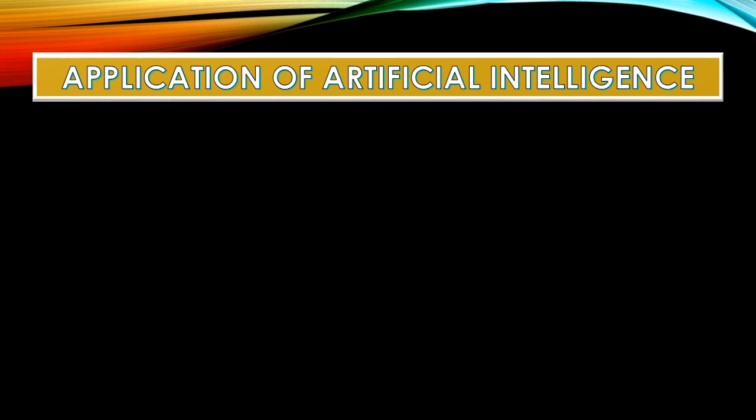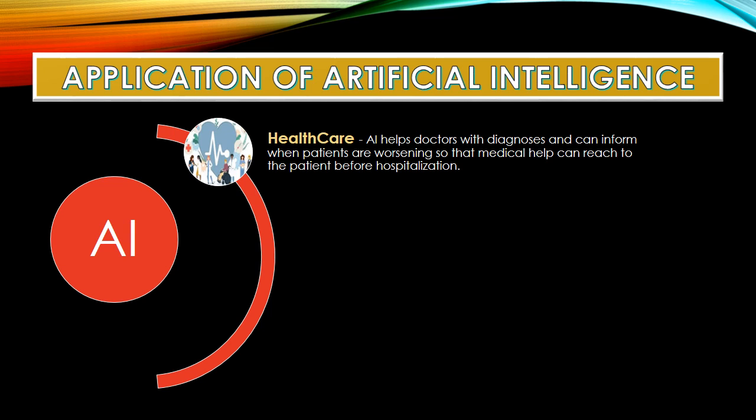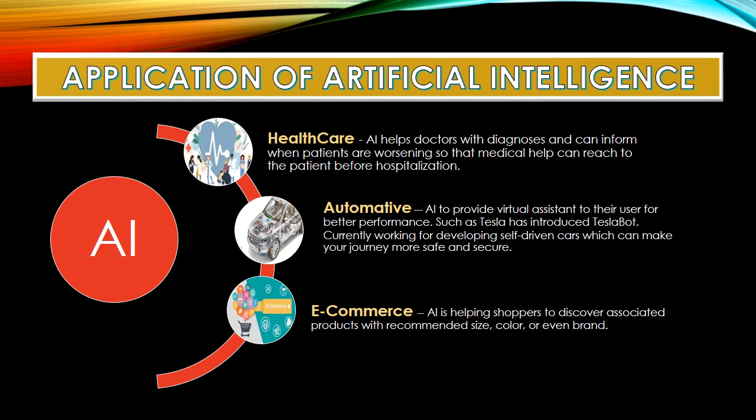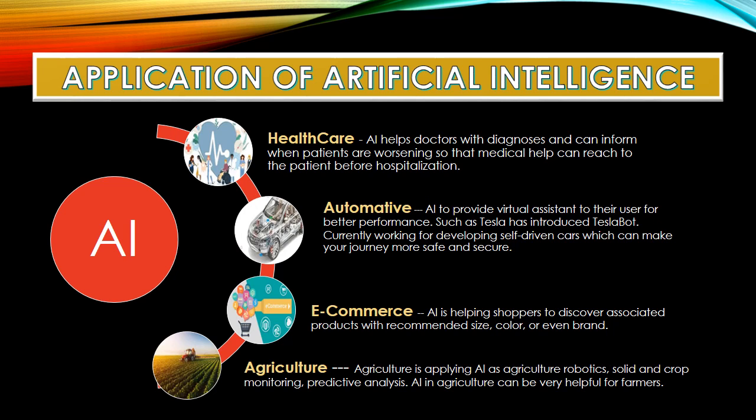Application of artificial intelligence. Healthcare: AI helps doctors with diagnosis and can inform when patients are worsening, so that medical help can reach them before the patient gets hospitalized. Automotive: AI provides virtual assistants to users for better performance, such as Tesla introduced Tesla Bot, and is currently working on developing self-driven cars, which can make your journey more safe and secure. E-commerce: AI is helping shoppers to discover associated products, with recommended size, color, or even brand. Agriculture is applying AI as agriculture robots, soil and crop monitoring, predictive analysis. AI in agriculture can be very helpful for farmers.